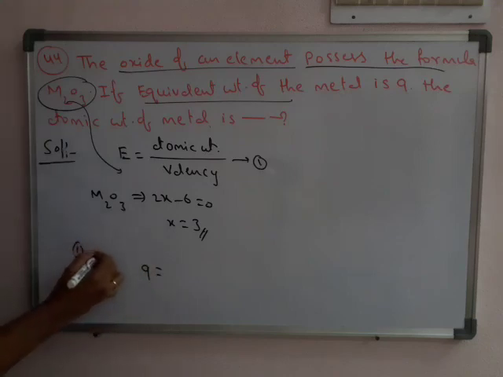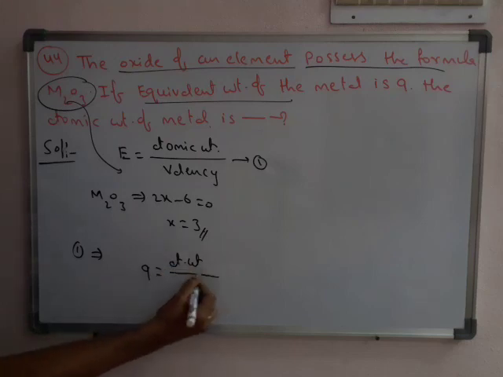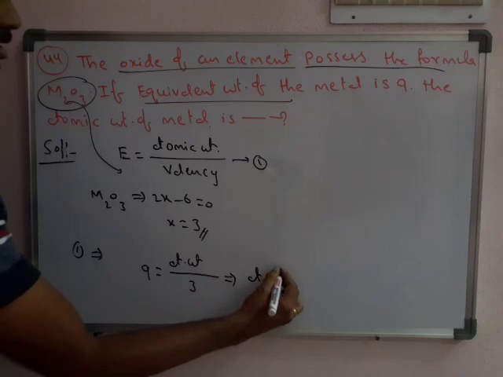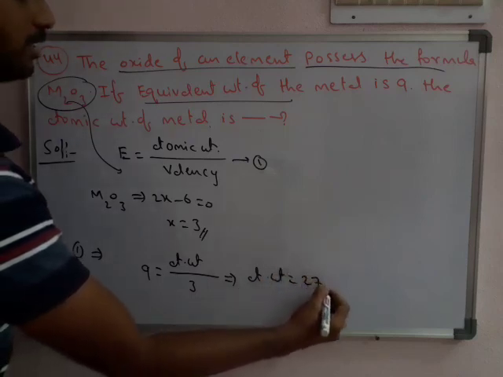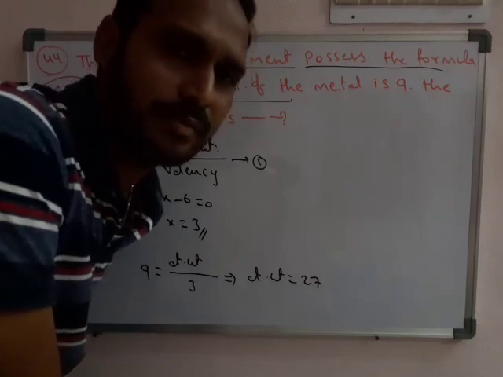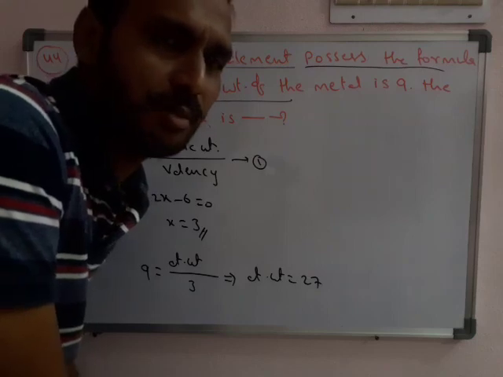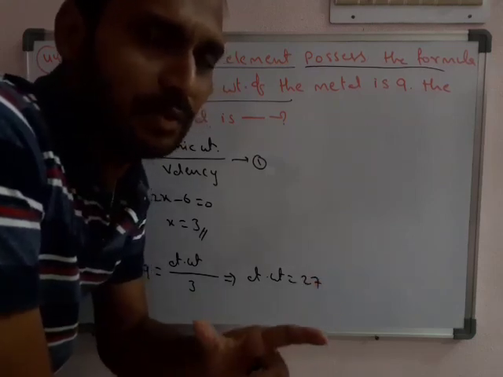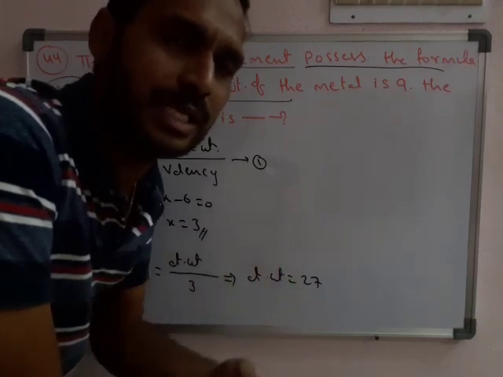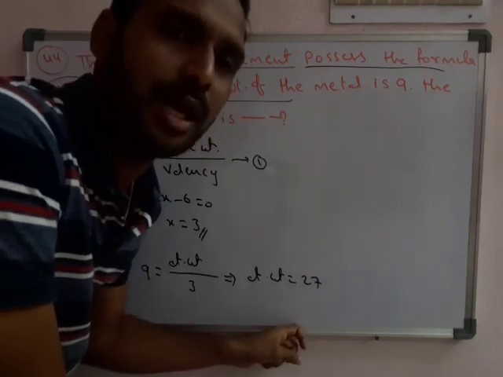Substitute in equation 1. Atomic weight divided by valency gives atomic weight equal to 27. Sometimes the question asks what the element is. With atomic weight 27, the only element is aluminium. Just by seeing the formula M2O3 and equivalent weight 9, we can sometimes guess the answer: it is Al2O3 actually, and the element is aluminium.